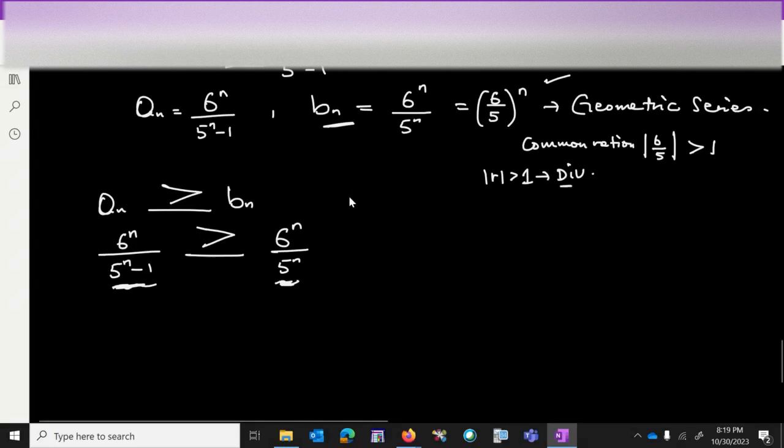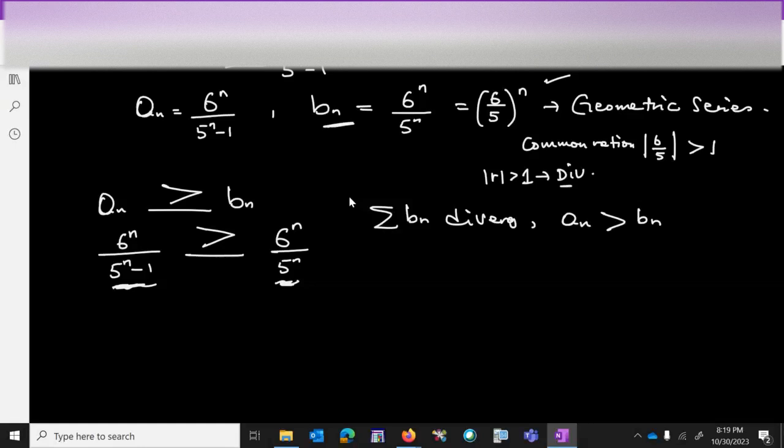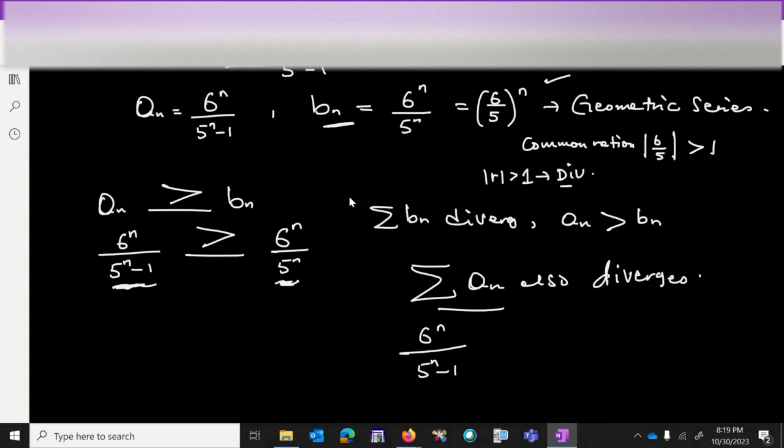This b sub n is divergent by the geometric series. And if a sub n is greater than b sub n, then the series a sub n also diverges. Therefore, in general, my series, 6 to the power of n over 5 to the power of n minus 1, diverges. All right, so this is by the comparison test.